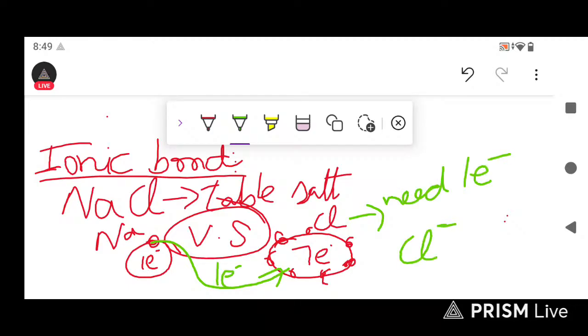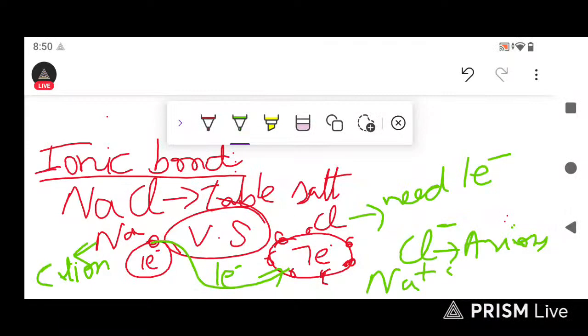When an atom gains an electron, it has a negative charge, or forms an anion. So the anion is formed here, and the cation is formed there: sodium positive. So two oppositely charged ions are formed, Na positive and Cl negative. These are the simplest example of the ionic bond.